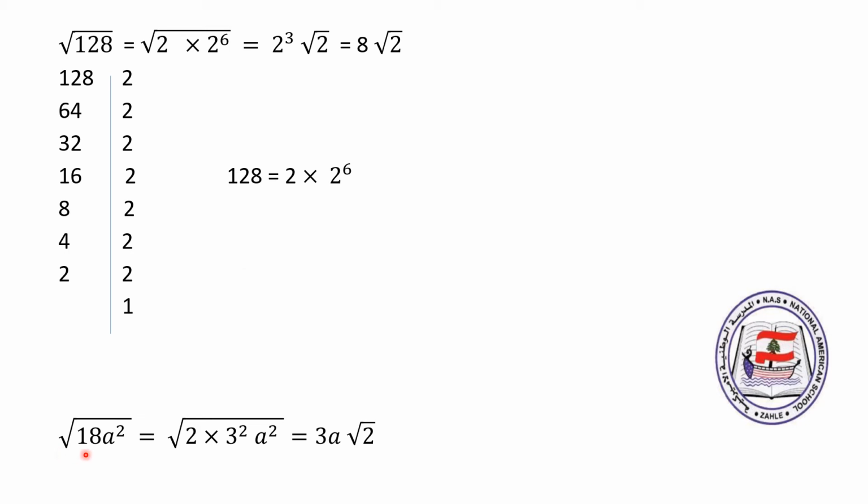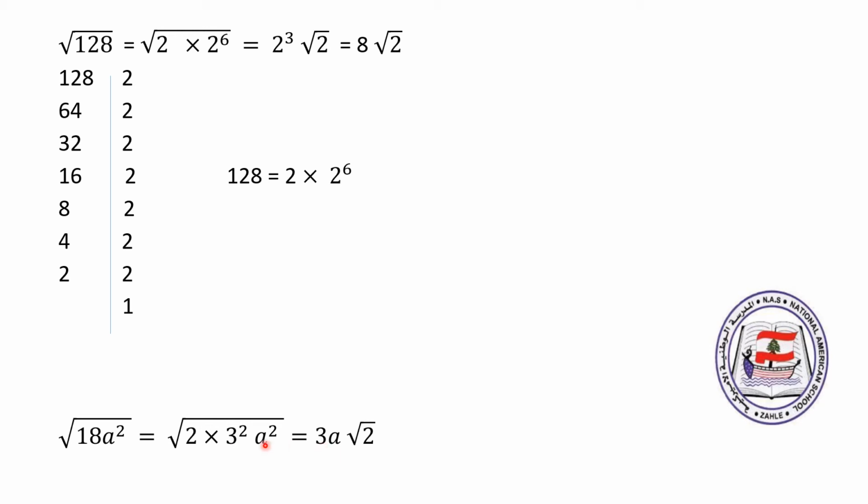For radical 18a square, we can write directly 18 in the form of 2 times 3 square, which is 2 times 9. So 2 times 3 square a square. And we have two factors with even powers, so they can be reduced outside the radical, and we get 3a square root of 2.